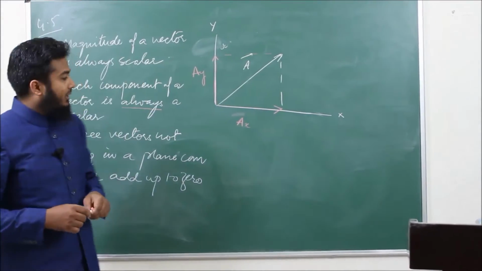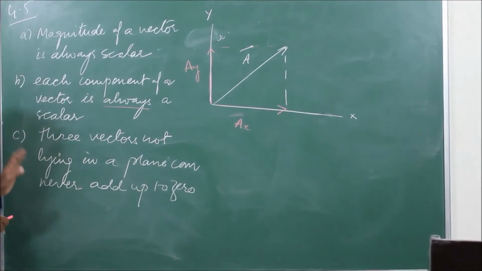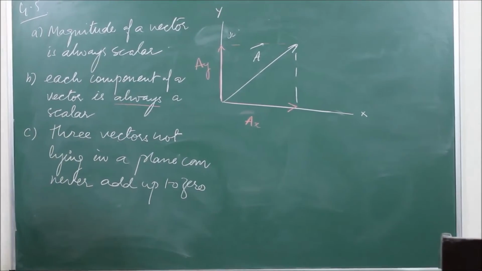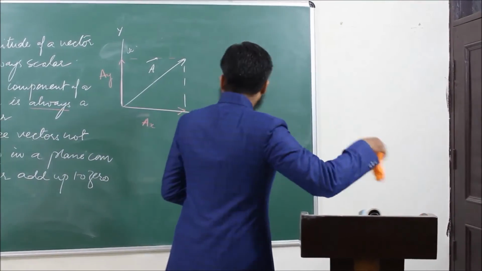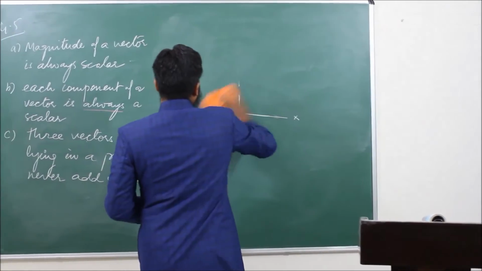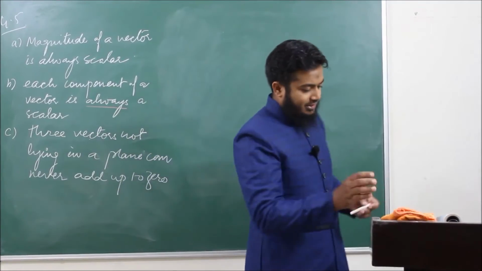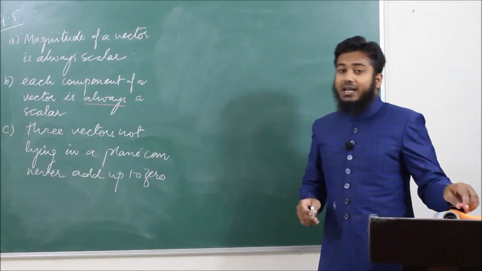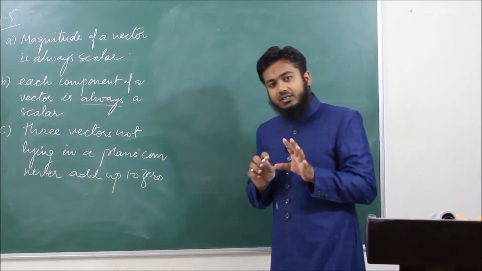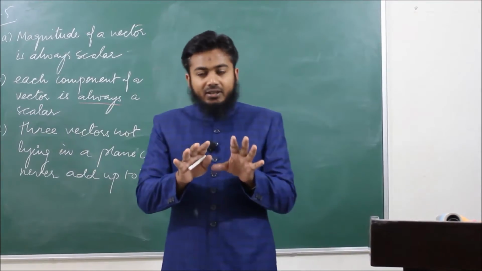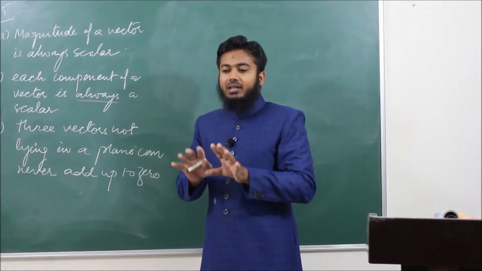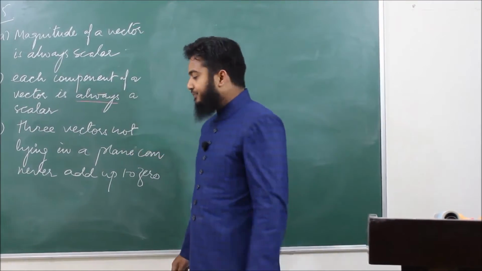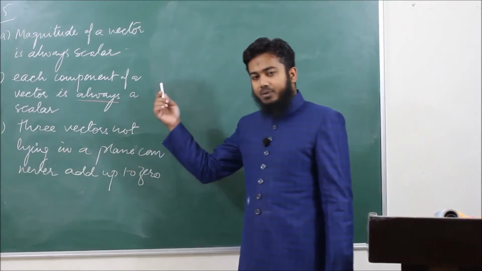And the next part is: three vectors not lying in a plane can never add up to 0. Let's see what this statement is. Three vectors not lying in a plane. So we have three vectors and they are not lying in the plane. We have three vectors and they do not lie in the same plane. They are lying in different planes. So can they add up to 0?